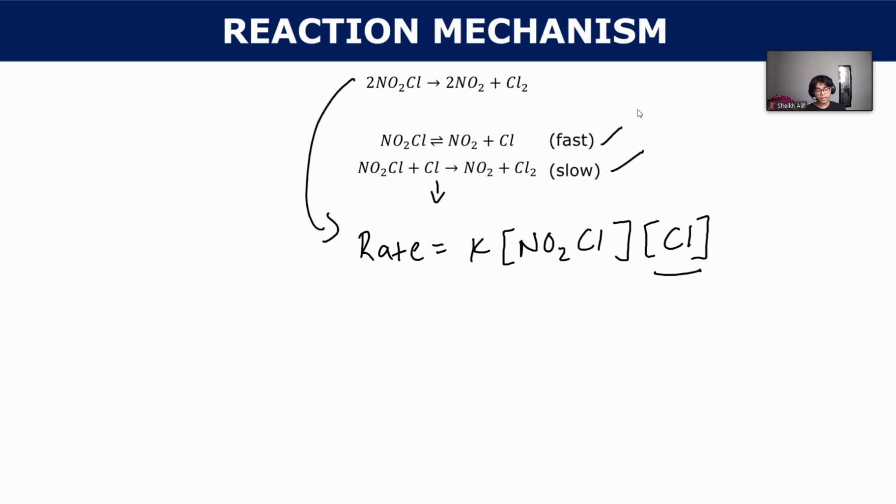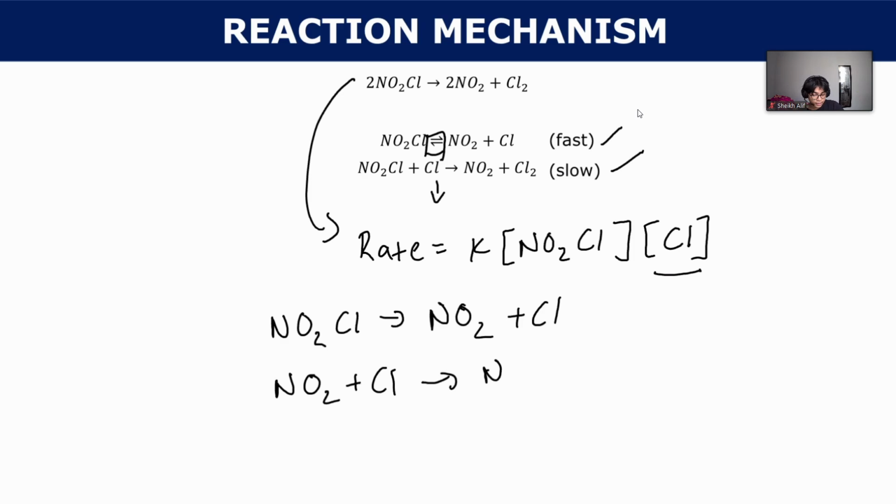Well, usually you're going to be given a fast equilibrium step as well. That little symbol right there is what represents equilibrium, and we're told that it's fast. The important thing about the equilibrium is that really there are two reactions: NO2Cl turning into NO2 plus Cl, and then NO2 plus Cl turning back into NO2Cl. So these are reversible reactions. And the important thing about equilibrium is that when they are at equilibrium, the rate of the forward reaction is equal to the rate of the reverse reaction.